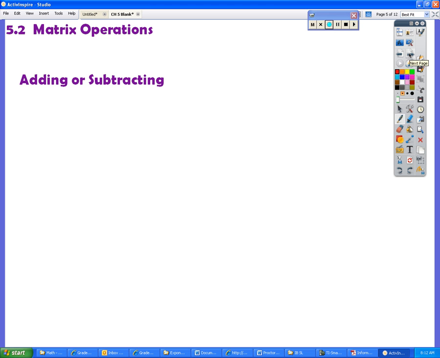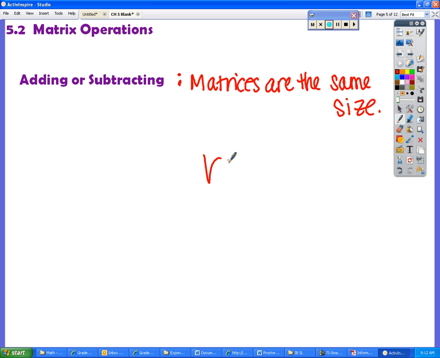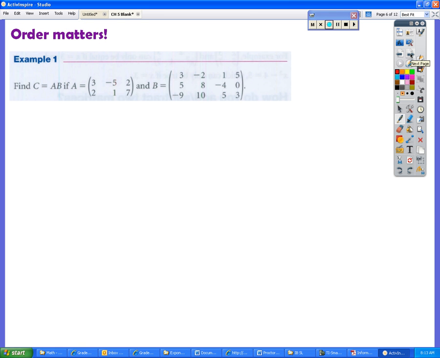So 5.2, matrix operations. Adding or subtracting can only happen when the matrices are the same size. So the number of rows by the number of columns must be the same for both. Moving on. Order matters when you multiply. What I mean by that is when you multiply matrix A times matrix B, it is not the same as matrix B times matrix A.